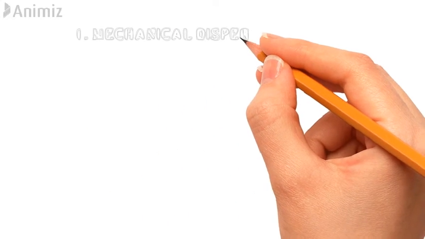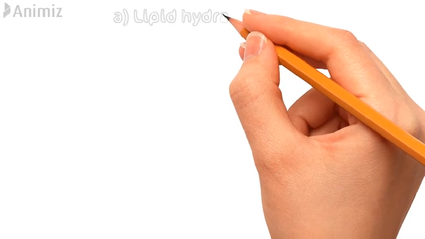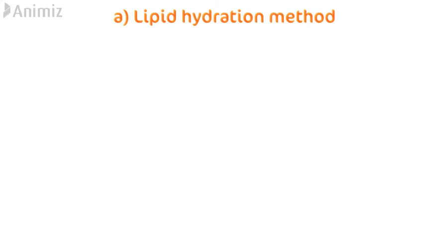Coming to its first method, mechanical dispersion method, basically a lipid is dissolved in organic or co-solvent and the solvent is removed under vacuum so that a film is deposited on the inner side of the vessel. Then an aqueous buffer solution containing the drug is added in which the lipid swells and hydrates to form liposomes. The first method under it is lipid hydration method.